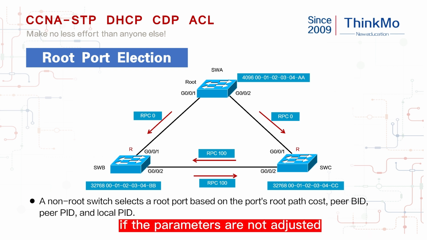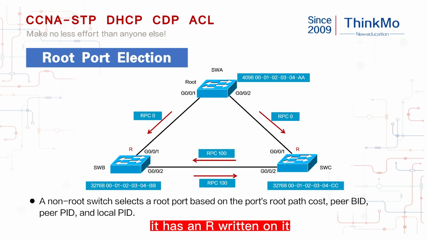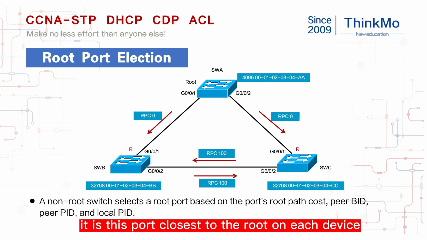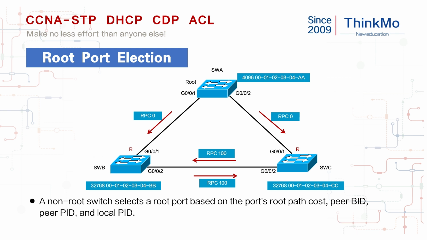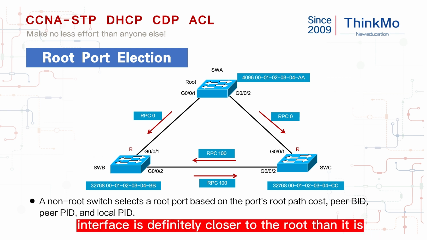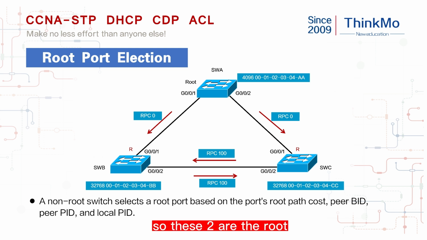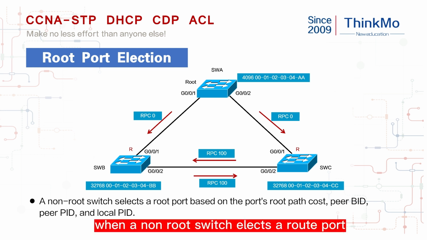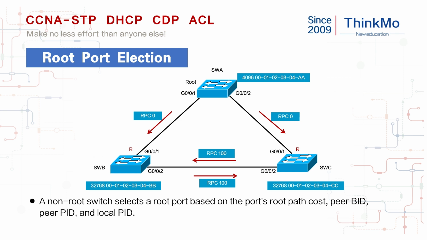If the parameters are not adjusted, definitely these 2 interfaces. It has an R written on it. R means this is a root port. It is the port closest to the root on each device. This interface is definitely closer to the root than the other. So these 2 are the root ports. Then after selecting the root ports, let's review. Here is a summary. When a non-root switch elects a root port, it compares according to root path cost, peer bridge ID, peer PID, and local PID.